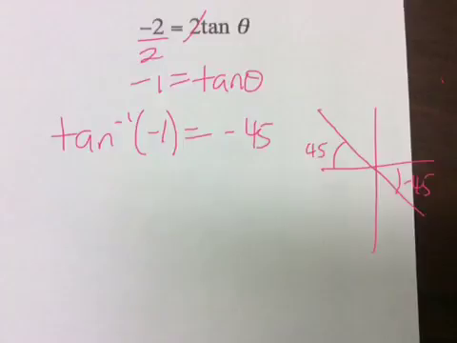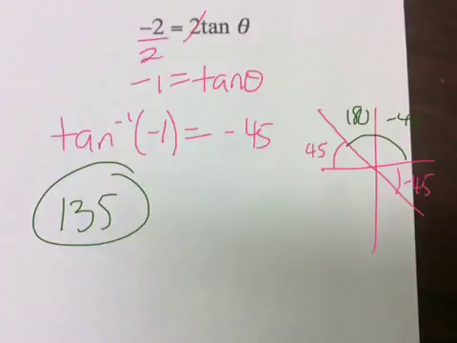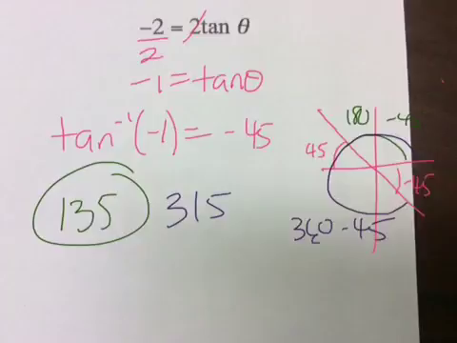So now we have to write these angles with relation to 0 to 360. So that would be this angle right here, which is 180 minus 45, so 135 is one of our angles. And then we have another angle from 0 to this -45, which is 360 minus 45. So that would be 315. So there's your two answers.